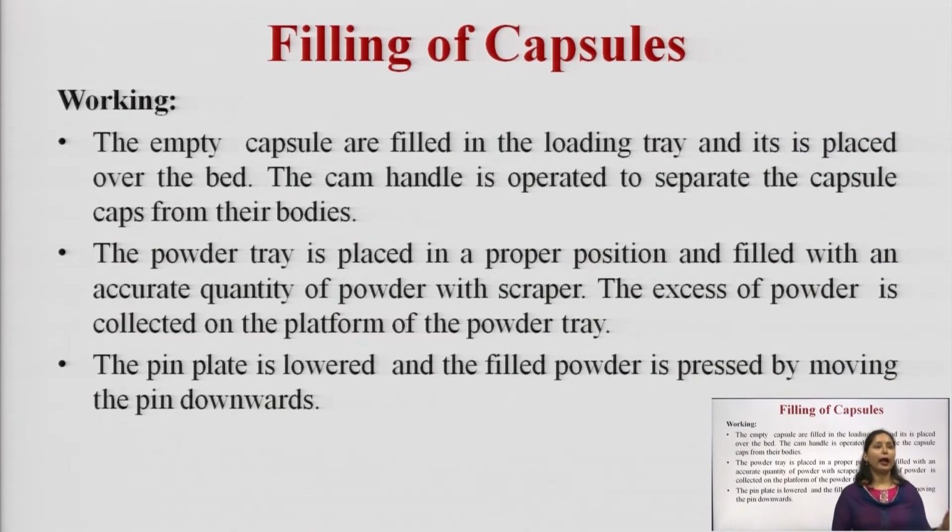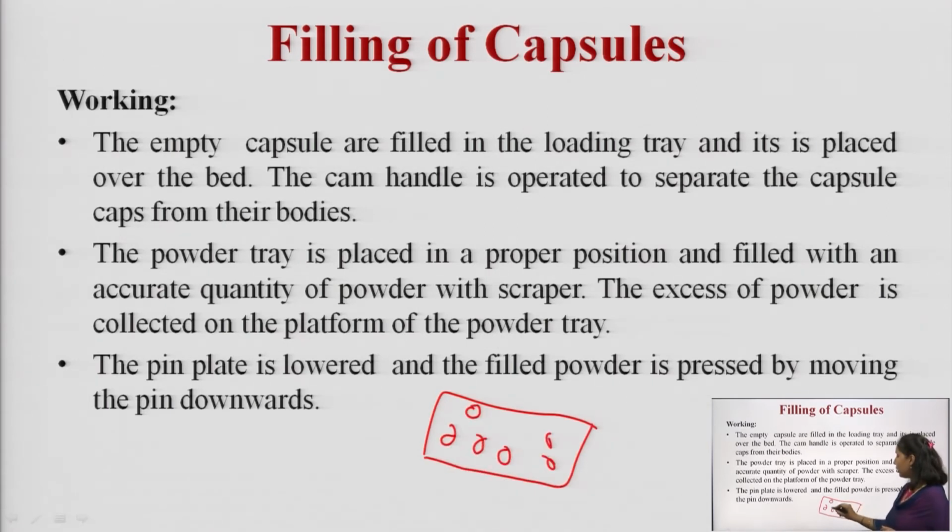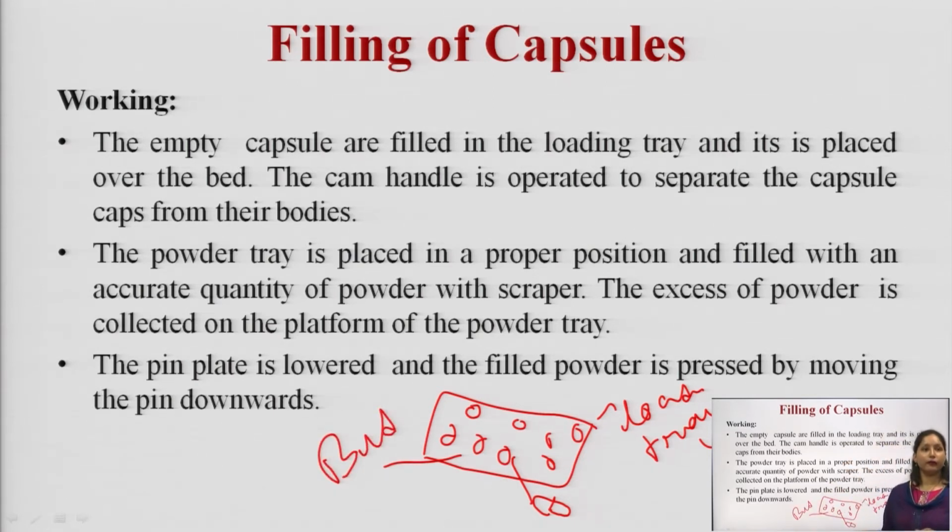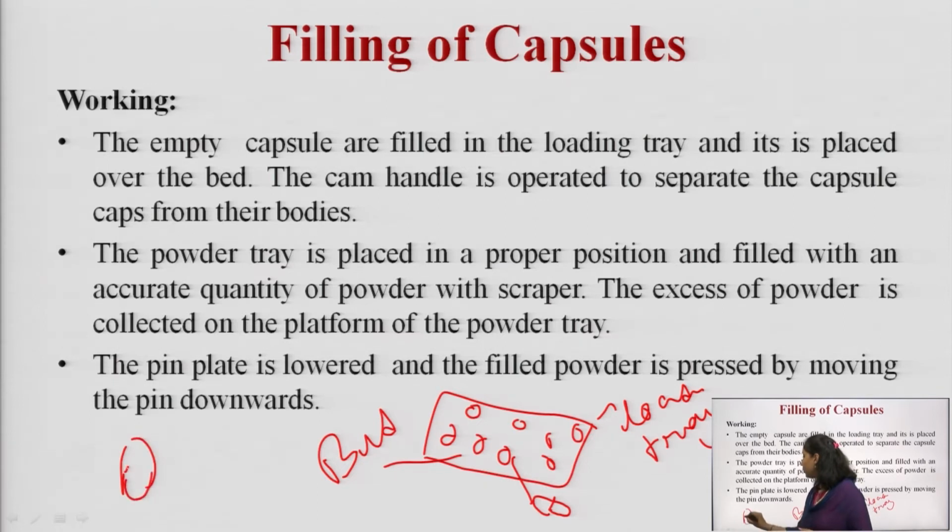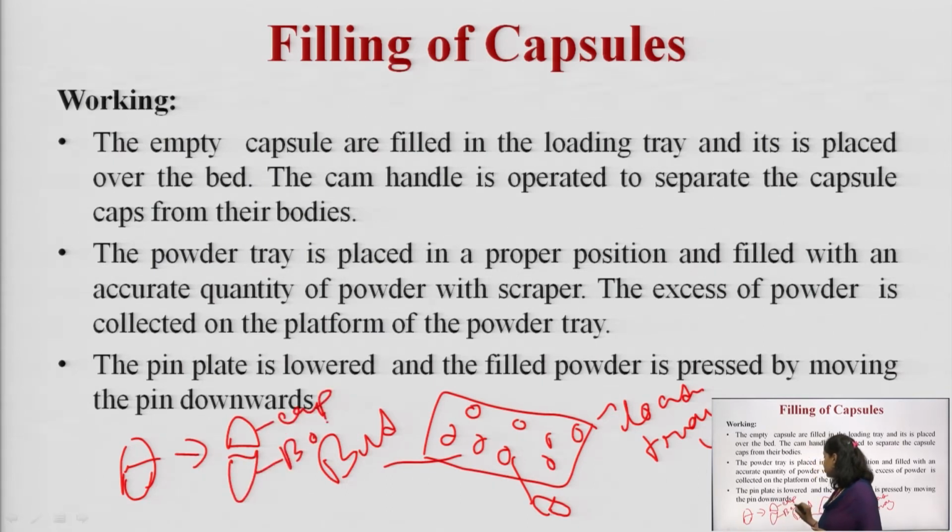Next, we come to the working. The empty capsules are filled in the loading tray and it is placed over the bed. First of all, we take the loading tray, which already has 200 to 300 holes. In this we place the empty hard gelatin shells. Then after filling the loading tray, we place it over the bed. Then with the help of the cam handle, we separate the cap and the body part of the capsule.